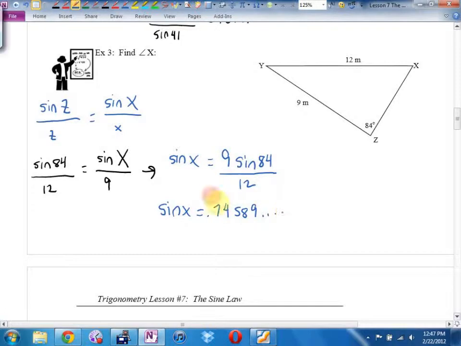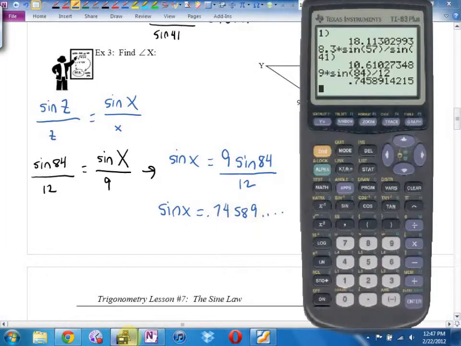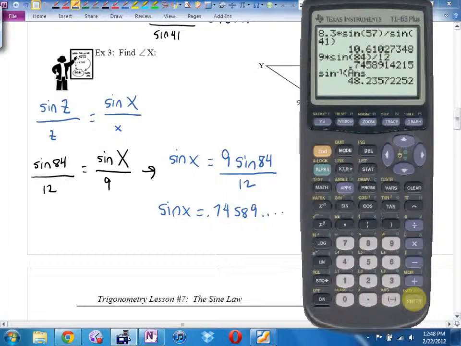I'm going to go second function, this decimal, which hopefully you still have stored on your calculator. Or use your answer button. You have an answer button, right? So this is what I do: second function sine of whatever the last answer was, and that should carry it to like 50 decimal places. You do have an answer button usually next to the equal sign. You should get 48.235722 degrees. So if you can't get that, now is your chance to ask me.